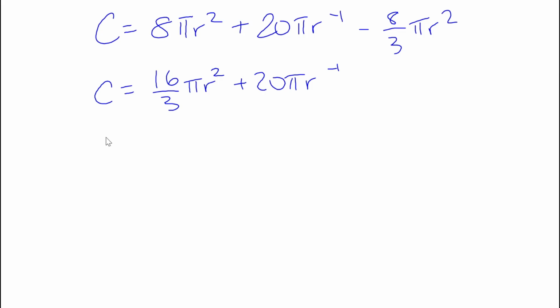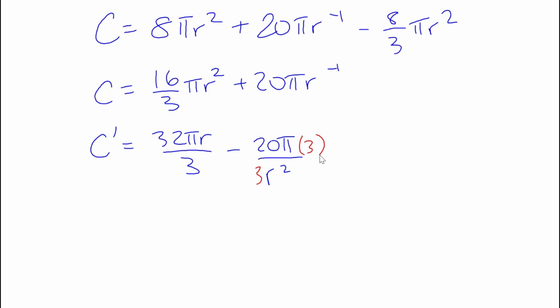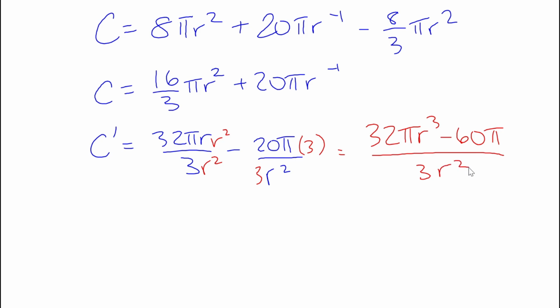So we'll take our derivative here, C prime, should be, that's just the power rule there, so that'll be 32 pi r over 3, and then minus 20 pi r to the negative 2, or 20 pi over r squared. It'd be good to get a common denominator here, so we're going to multiply this by 3 over 3, and this by r squared over r squared to give us a simplified derivative that should be 32 pi r cubed minus 60 pi all over 3r squared.